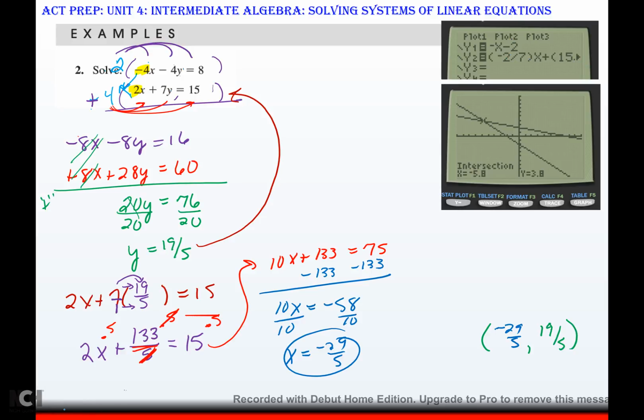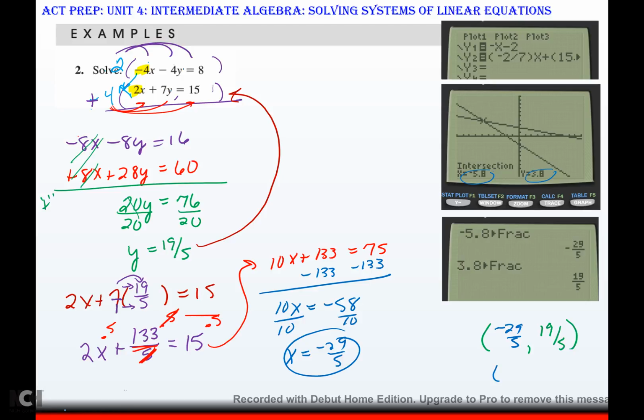And then I would graph it and calculate the intersection point, and it says negative 5.8, comma 3.8, which if you check, negative 5.8 as a fraction is negative 29/5. 3.8 as a fraction is 19/5. So my answer is right. Like I said, to me it's just as much work to do it on the calculator as it is to do it by hand. But you can do it.